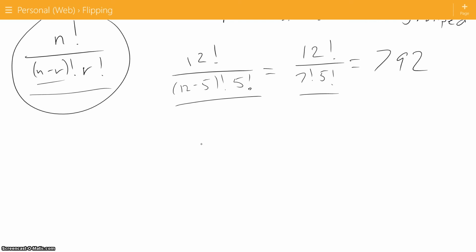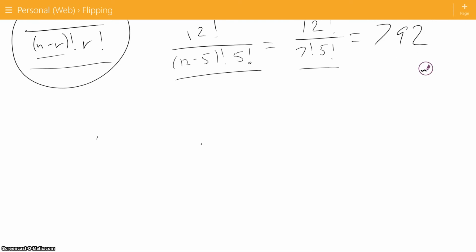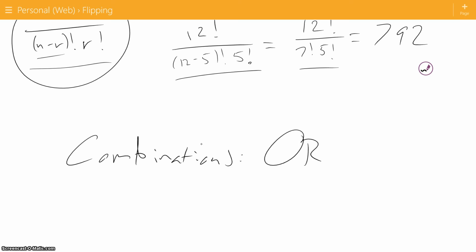And remember, the combinations, order is not important. That's the key difference. Okay, and all the items here really are the same. They can mix and match.